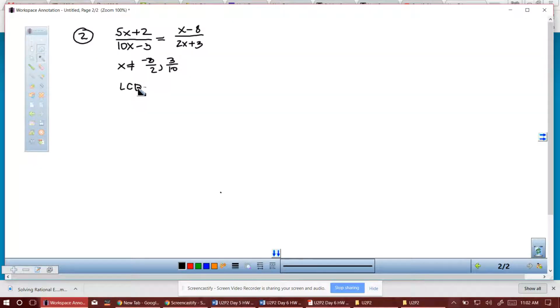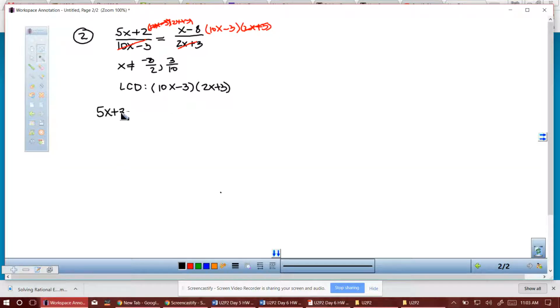My lowest common denominator for this problem will be (10x minus 3) times (2x plus 3). Remember, after I decide the lowest common denominator, I then multiply with that. So I'm going to say times (10x minus 3) times (2x plus 3), and then I'll do the same thing here, times (10x minus 3) times (2x plus 3). Then I mark out those two there, and I'll mark out the 2x plus 3 on the second fraction.